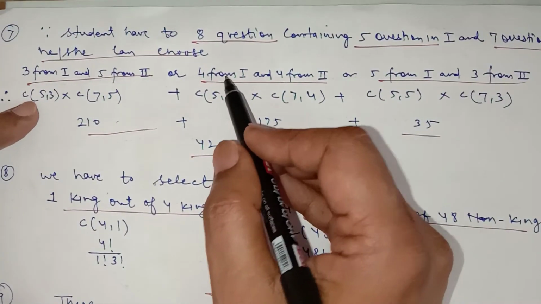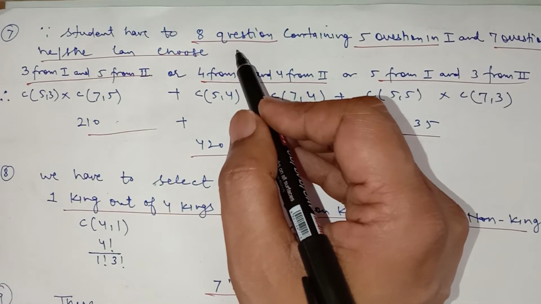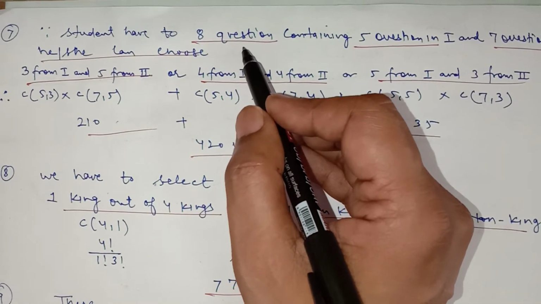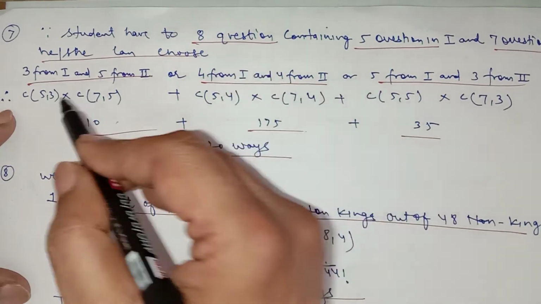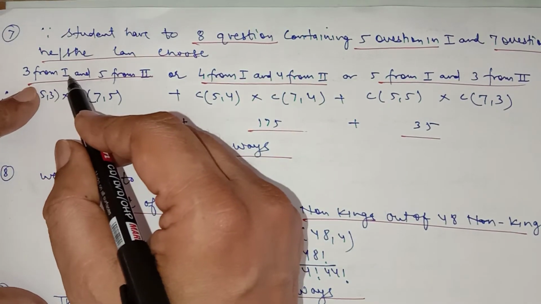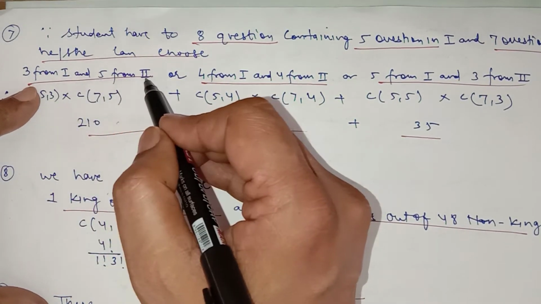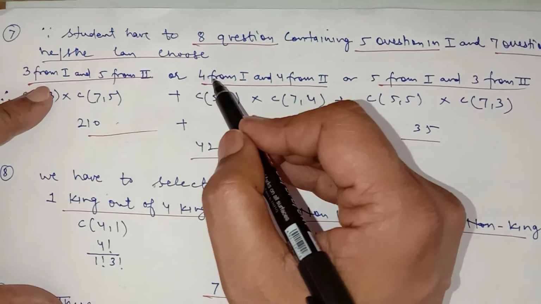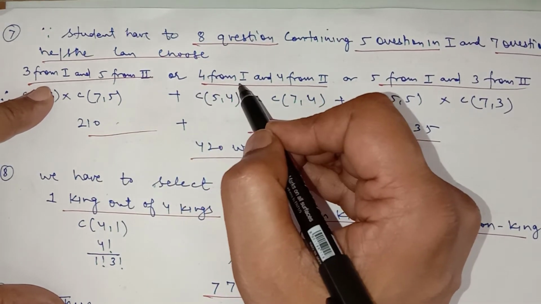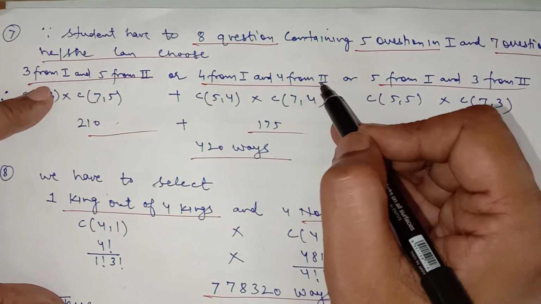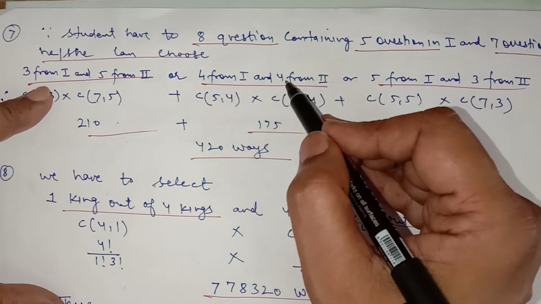And he has to do at least 3 questions from each section, and he has to do 8 questions in total. So the first case is he can do 3 questions from the first section, then he has to do 5 questions from the second. In the second case, he can do 4 questions from the first, and then he has to do 4 questions from the second section, because he has to do 8 questions.